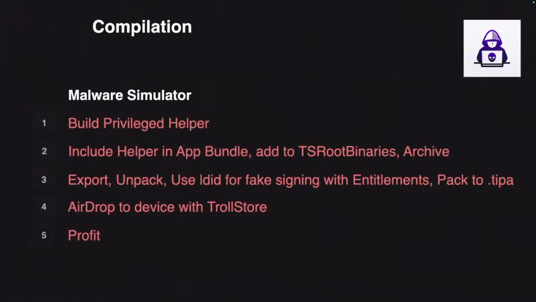For building this, you start with the privileged helper first. Once you have the sample, you include it in your app bundle. You add it to TS root binaries. This is super important because this is telling TrollStore that your privileged helper should also get all the necessary bypasses in order to run the entitlements. You archive it, you export it, you unpack it, then you use ldid for fake signing with the entitlements that you want. You pack it back up to an IPA or TIPA, and with a TIPA you can easily AirDrop it to the device. If you use an IPA, you might want to zip it first, send it to the device, and unzip it. And then you can immediately profit.